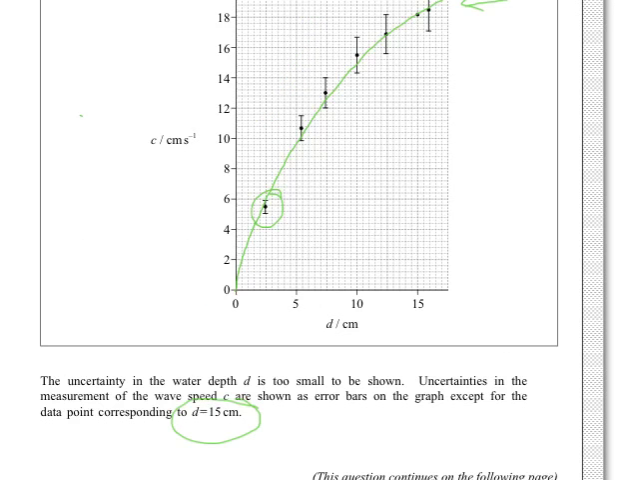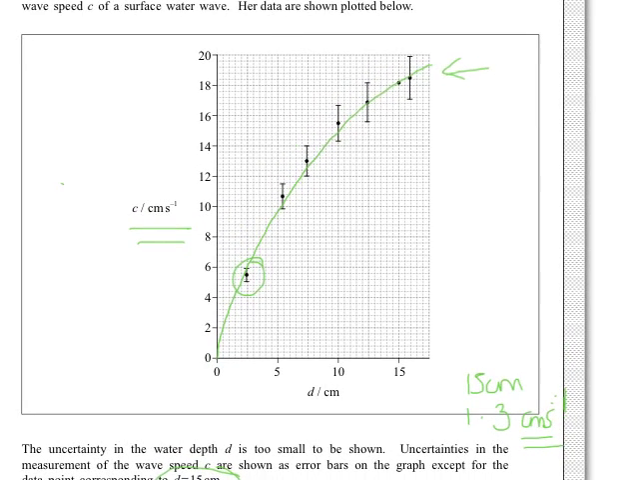Now the question tells you that the error in speed for d = 15 centimeters is equal to 1.3 centimeters per second. So the first thing you must do is just have a quick check that the units are the same. Yes, they are, so they're not trying to trick you there. And then you go and find the point, which is here, and you measure off 1.3 either way.